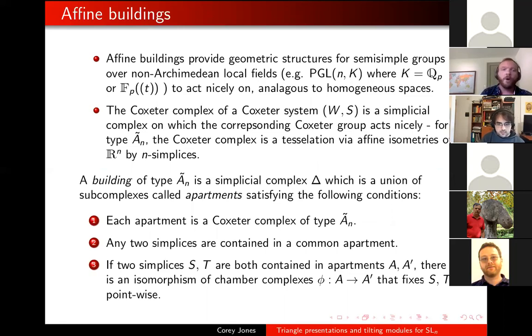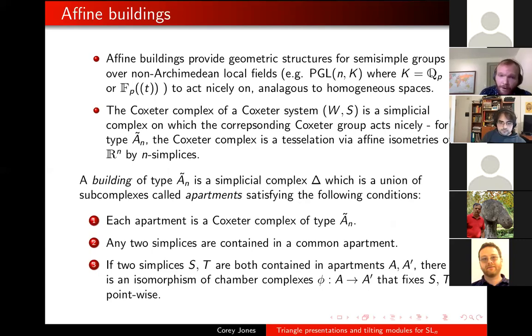So affine buildings, what are they? Well, from a bird's eye view, you can think of them as providing geometric structures for semi-simple groups that can be acted on nicely by semi-simple groups over non-Archimedean local fields. So think about things like PGL_n(K), where K is the p-adics, or maybe the Laurent series over a finite field or something like this. And roughly, you can think of these as geometric/combinatorial gadgets that are analogous to homogeneous spaces. And you get a lot of mileage out of studying Lie groups acting on homogeneous spaces. Think of these as analogs for these non-Archimedean groups.